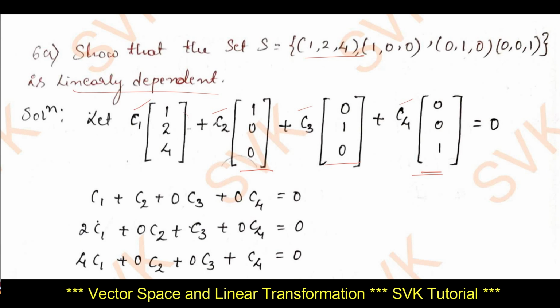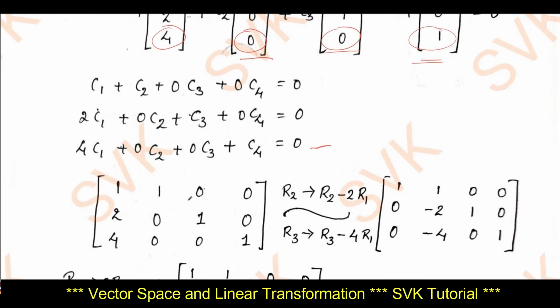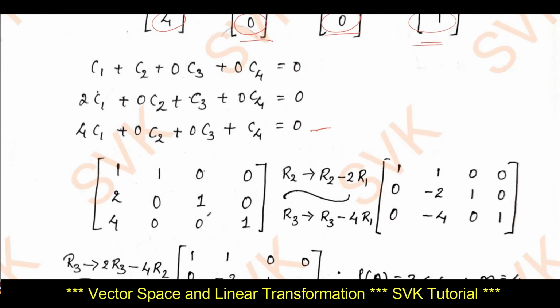So finally, addition of all the first elements: C1 plus C2 plus 0 C3 plus 0 C4. That is what I have written. I'll go to the last value: 4 C1 plus 0 C2 plus 0 C3 plus 0 plus C4 equal to 0. That is what I have expressed. So from this system of equations, I can write down the matrix like this. I have written the matrix.